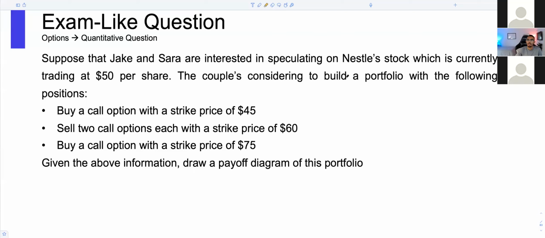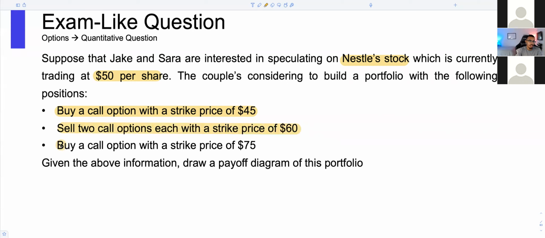So Jake and Sarah are interested in speculating on Nestle stock. We're going to look at Nestle, and it's currently trading at $50 per share. They want to build a portfolio with these three positions: buy a call option with a strike price of $45, sell two call options with a strike price of $60, and then buy a call option with a strike price of 75.